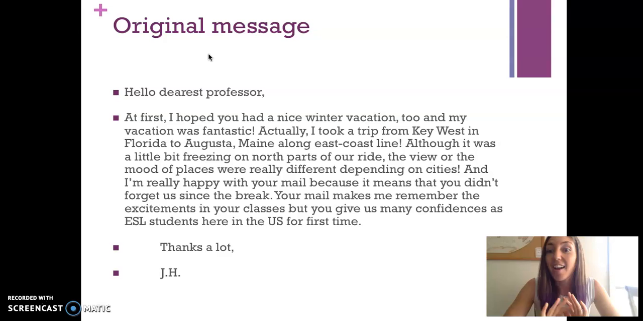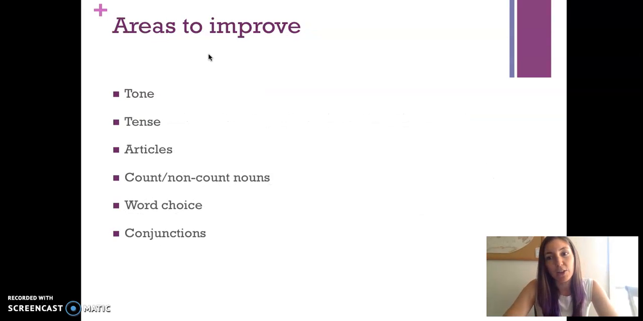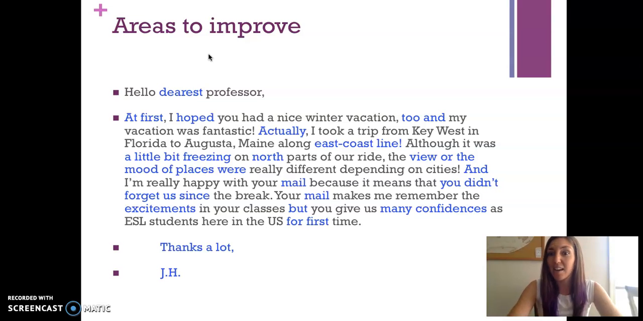Thanks a lot, JH. So it's a nice email overall, and there's just a few areas that I think we can look at to help you improve this message. So we'll look at each area separately, but we'll look at the whole email overall. The first thing is tone, and the next one is tense. We also have articles, count and non-count nouns, word choice, and conjunctions. So just to give you a little bit of an idea, the things in blue are things that I would recommend changing about your message.